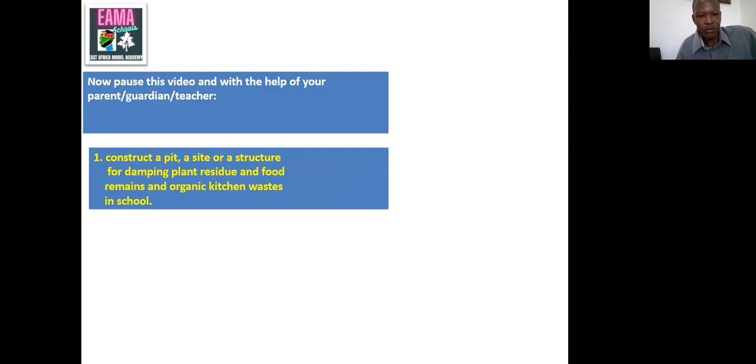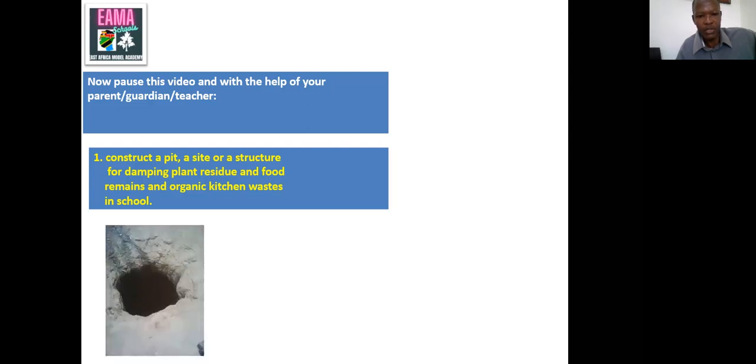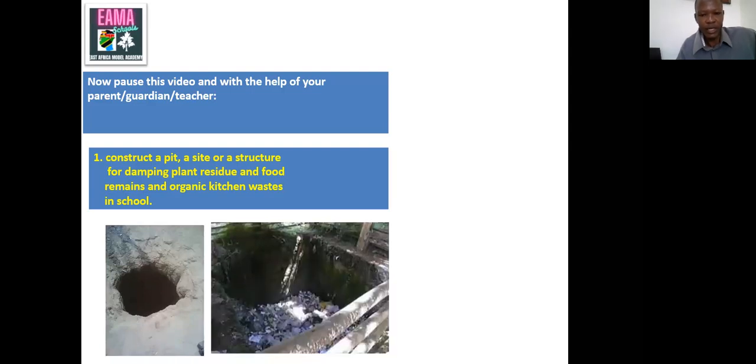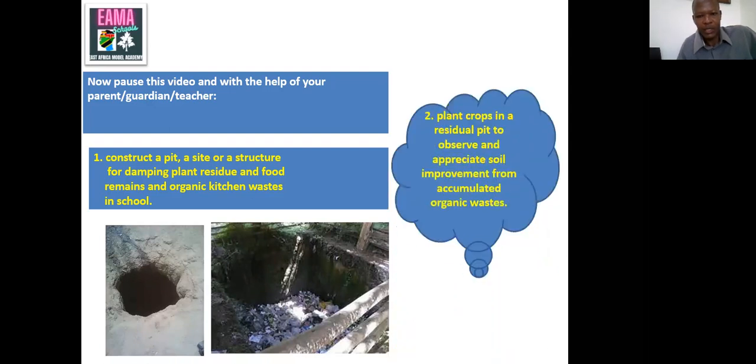So you dig out a pit, Lana, take your time. Your parent will help you dig out a pit, a site, or build a structure. I'll share some pictures. And we'll be dumping residues there, food remains, organic kitchen waste, etc. So you will dig a pit, something like that. If you like, you can build something around it, build a square or round pit, and then build a structure using wood around it. Inside that, we can be throwing that.